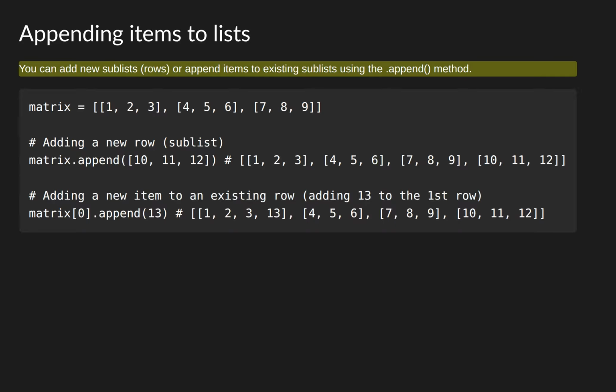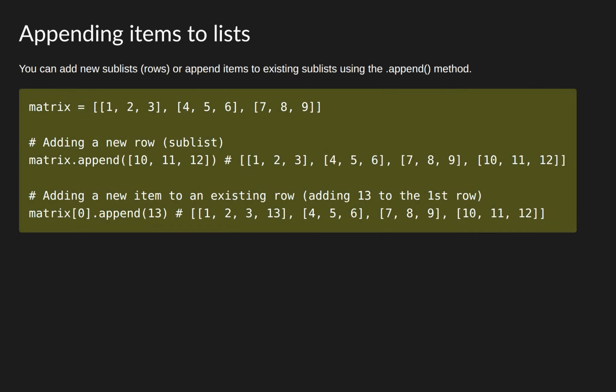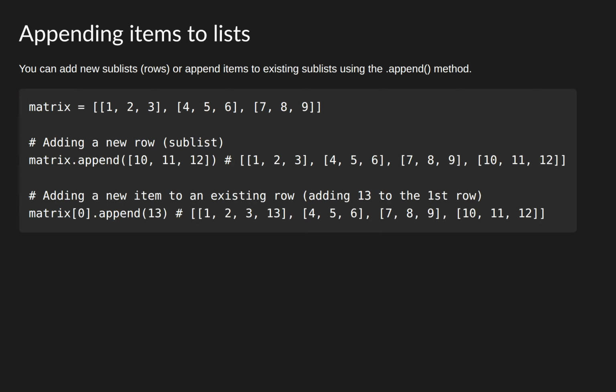Appending items to lists. You can add new sublists or rows to a list of lists in Python, or append items to an existing sublist using the .append method. Here, we have a matrix represented as a list of lists. By calling append with a new list, we add a new row to the matrix. This is useful when you need to expand your matrix with additional data.